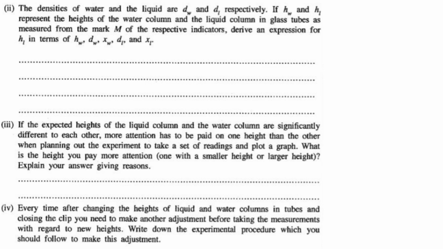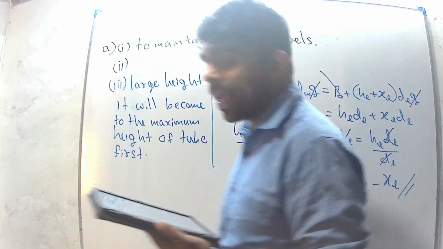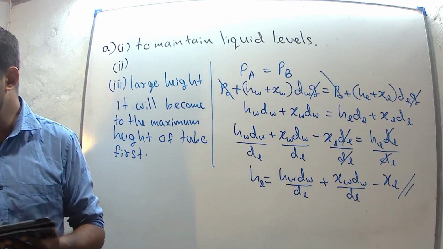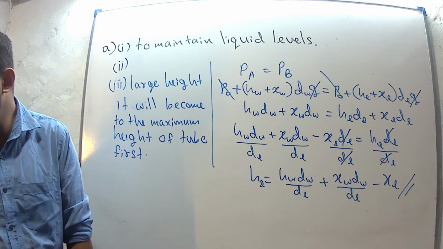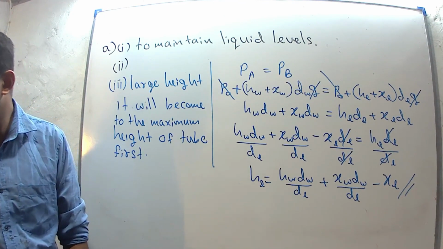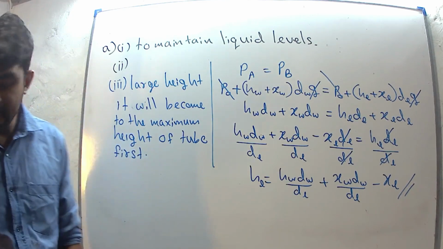In part 4, every time after changing the heights of the liquid and water column in the tubes and closing the clip, you need to make another adjustment before taking measurements with regard to the new heights. Write down the experimental procedure which you should follow to make this adjustment. We have to make an adjustment such that indicators have to be readjusted until they touch the surface of the water and liquid levels in the beakers.